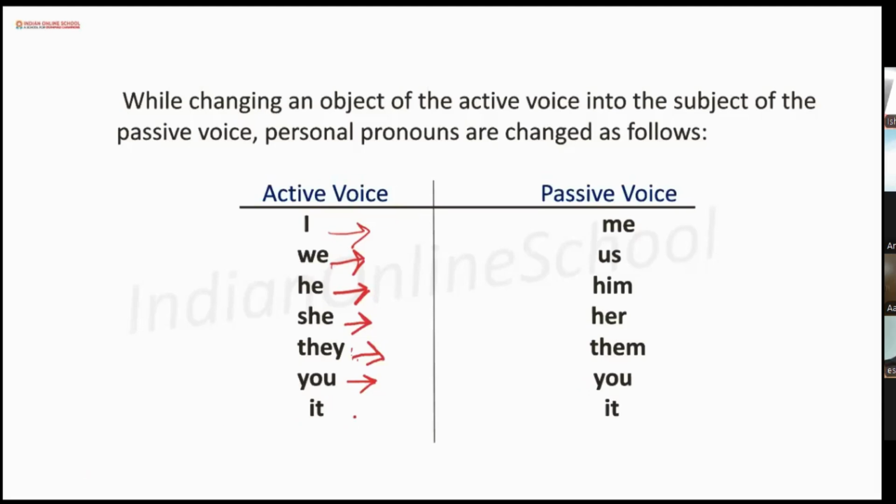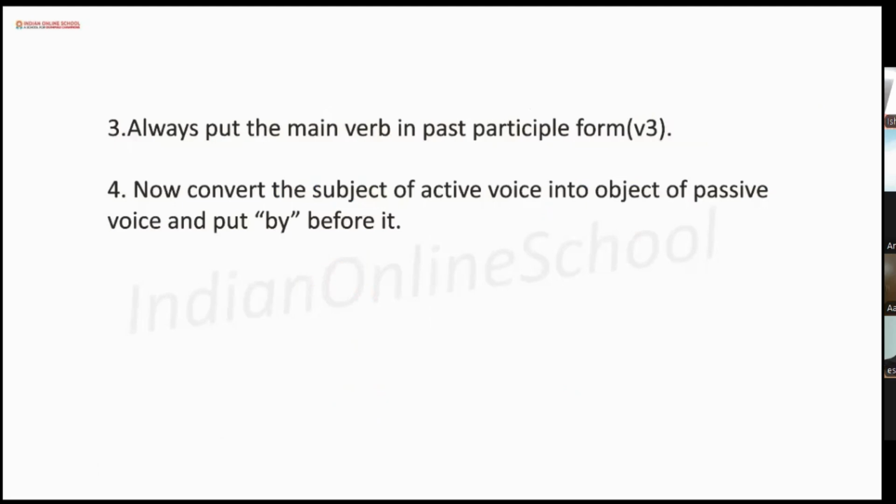Now next one is it. It in the active voice, when you transform it into passive voice, it remains it. Okay? Understood, everybody? Yes, ma'am. Now we always put the main verb in the past participle form of verb. We all know the past, present, and past participle form of verb, third form of verb. So always we use the third form of verb.